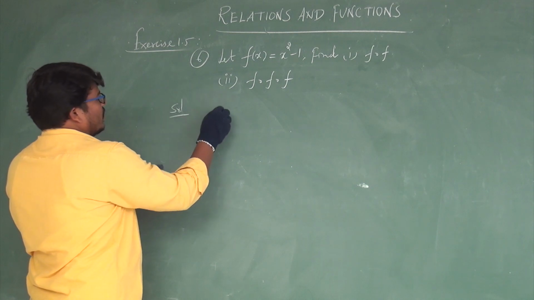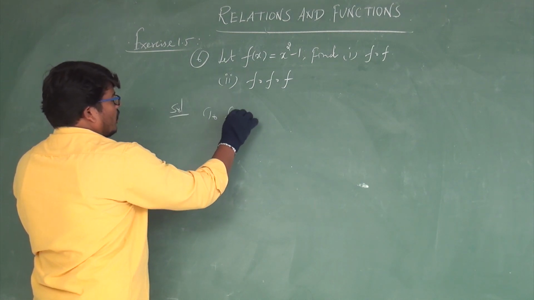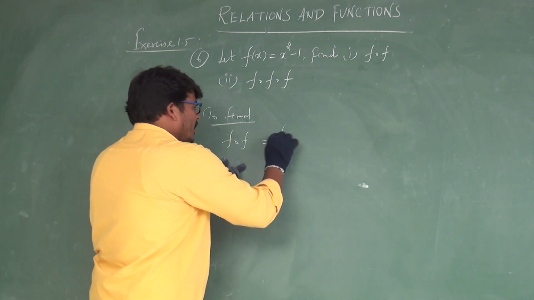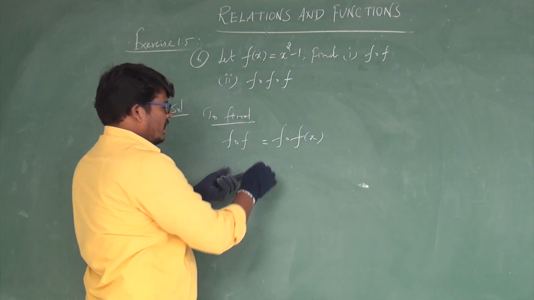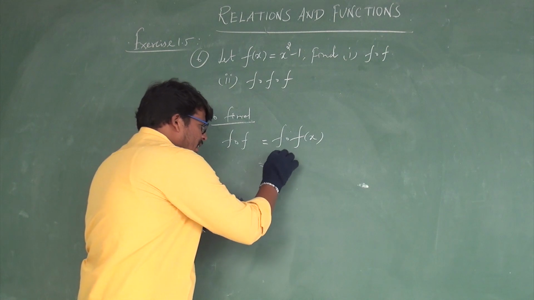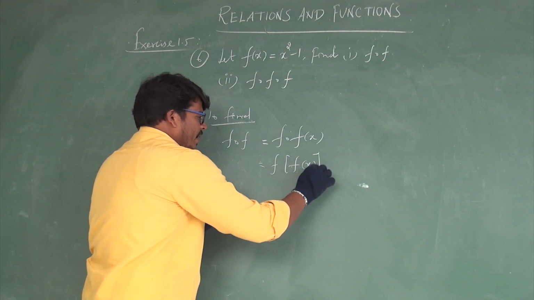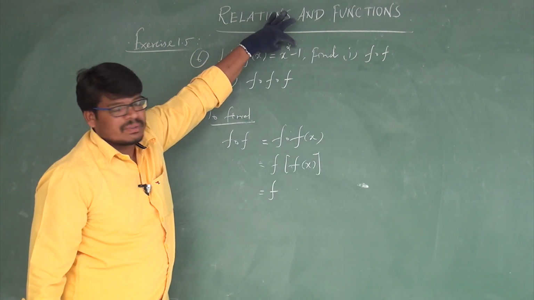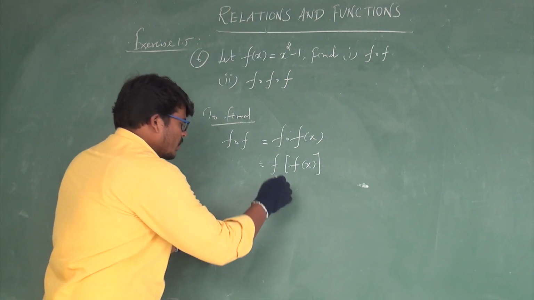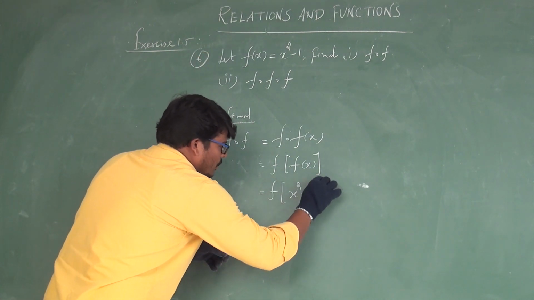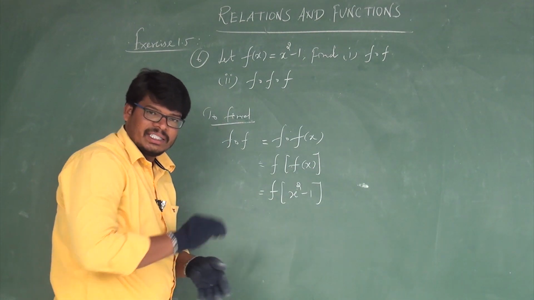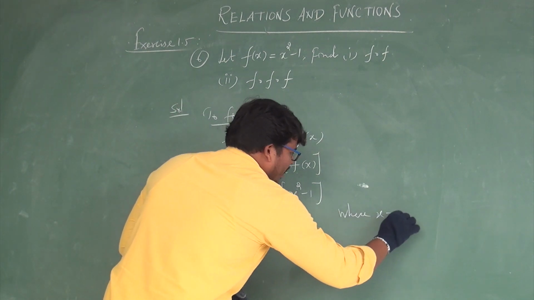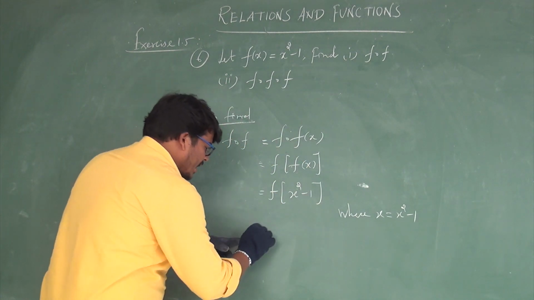To find f dot of f, we can write f dot of f of x. Here f dot of f of x is f of f of x. That is, f of x is given. Here f of x is x square minus 1. Substitute in f of x. The entire function is f of x, where x is replaced by x square minus 1.